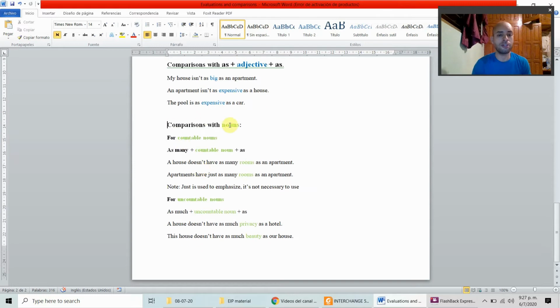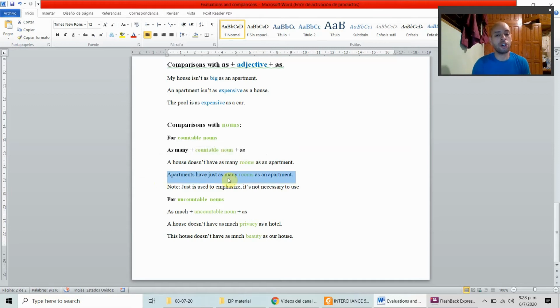Okay, now for comparisons with nouns. For countable nouns, we use as many, countable noun, as. This is for countable nouns, of course: as many, countable noun, as. And again, it's a comparison of equality. A house doesn't have as many rooms as an apartment, meaning that a typical house does not have as many rooms. The amount of rooms in a house is not equal to an apartment. Doesn't have as many rooms as an apartment.